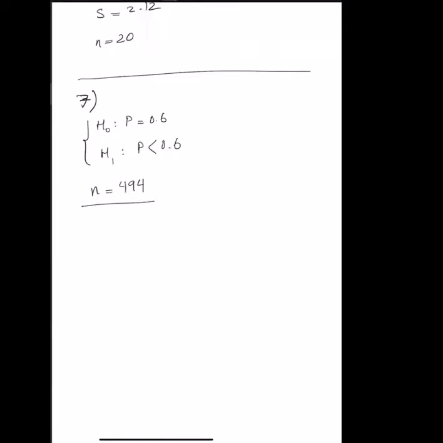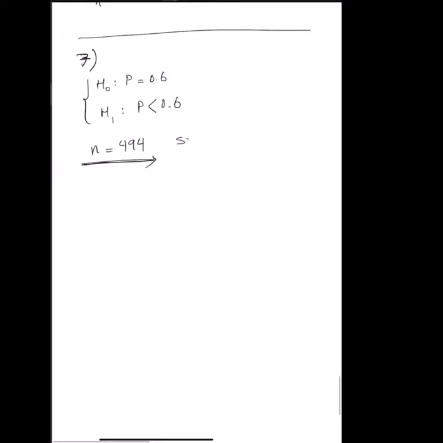Can you tell me what this is? Sample size? Exactly. This is your sample size. I'm looking at the proportion. X has been given to you as 287. Can you tell me what this is? Sample mean? The sample success. Number of successes.